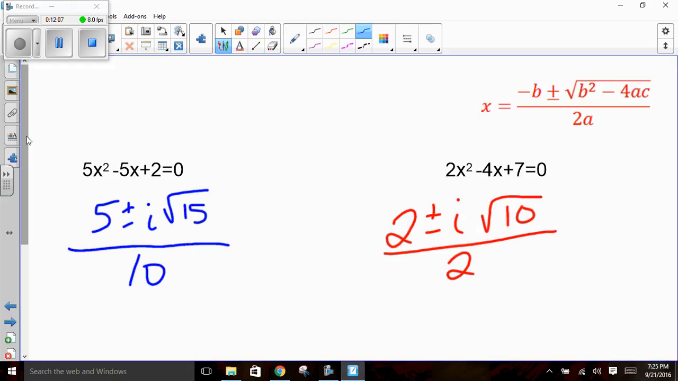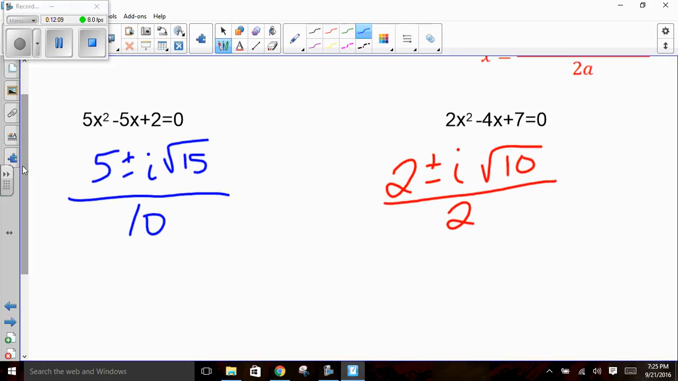However, on the second one, I originally get 4 plus or minus 2i root 10 all divided by 4. I have that 2 value with my i, so therefore I can reduce everything. I can divide everything by 2. So I did. I took 4 divided by 2 and I got 2. Then I took 2i divided by 2 and I got i. And then I took that 4 on the bottom divided by 2 and I got 2.